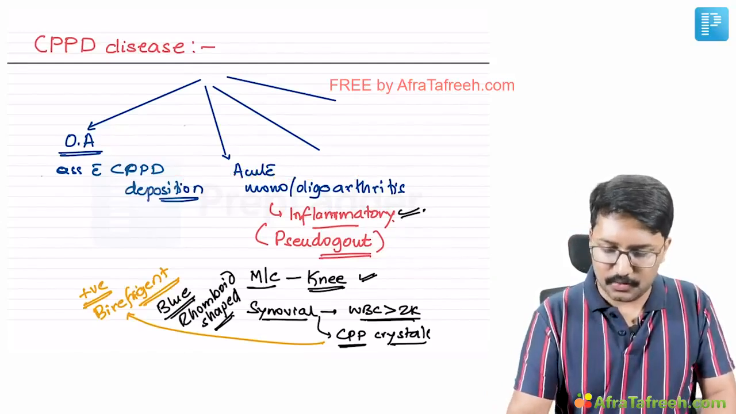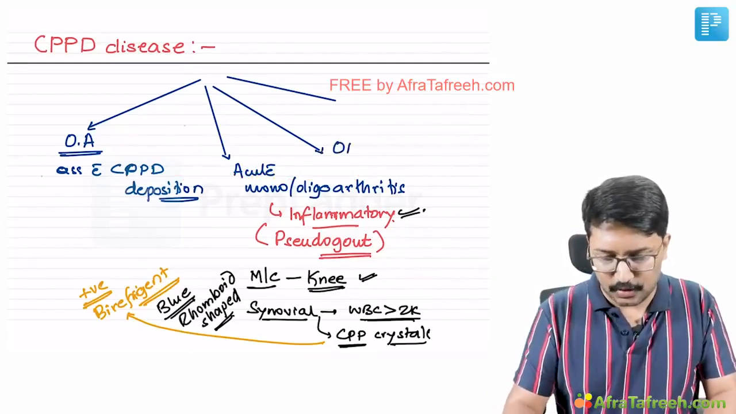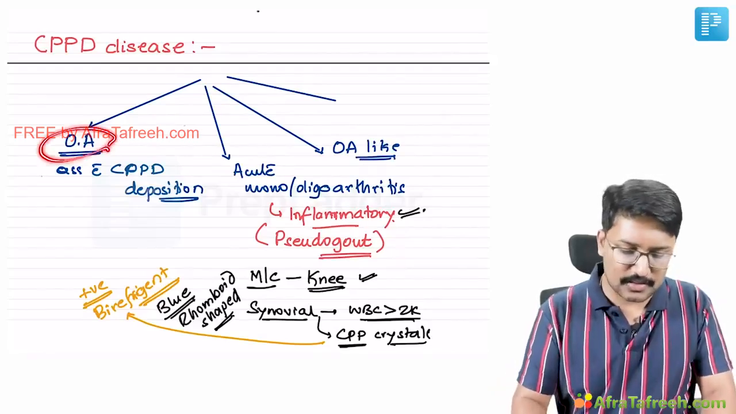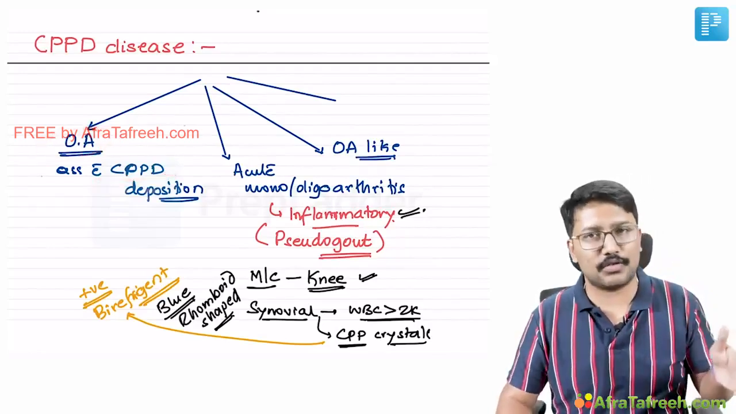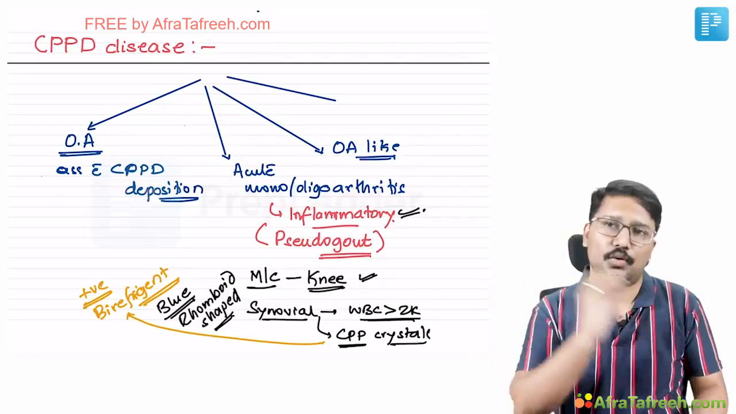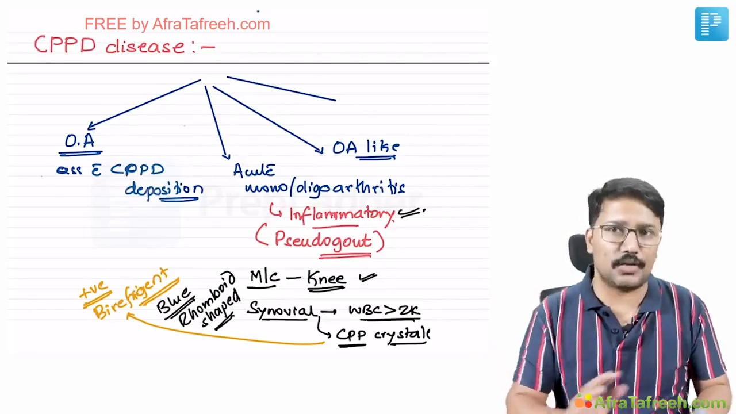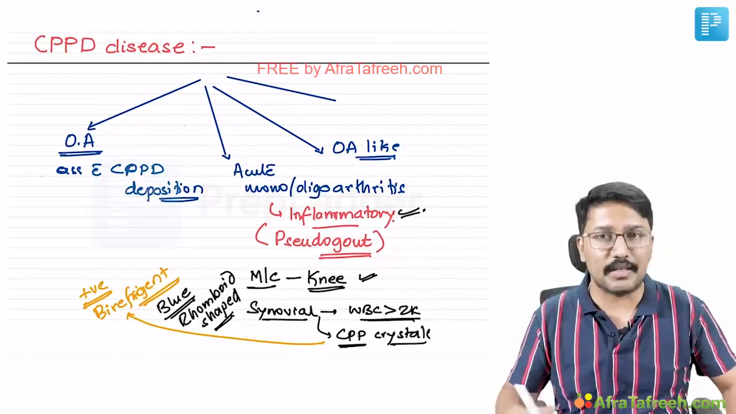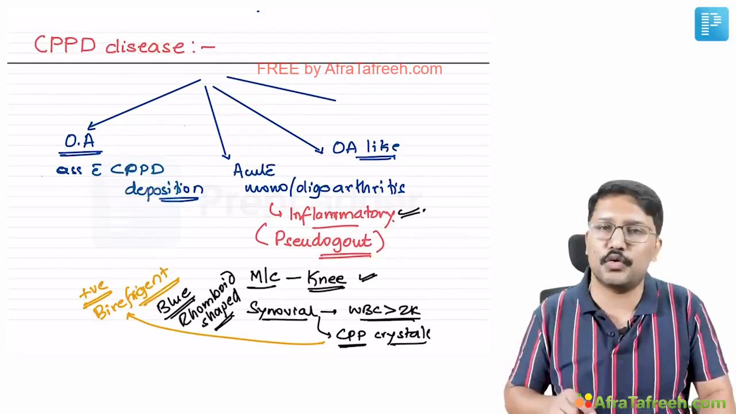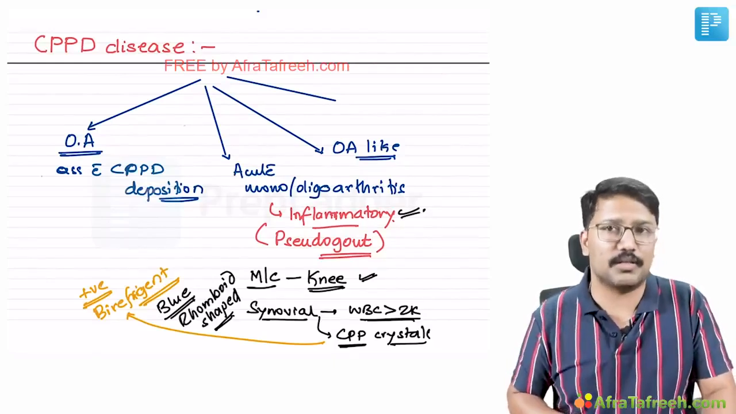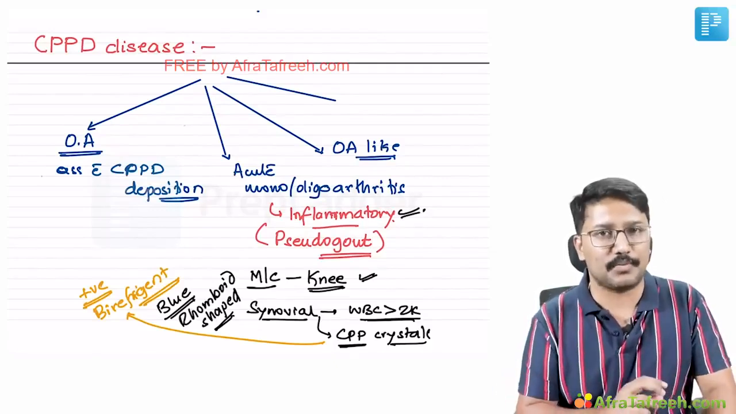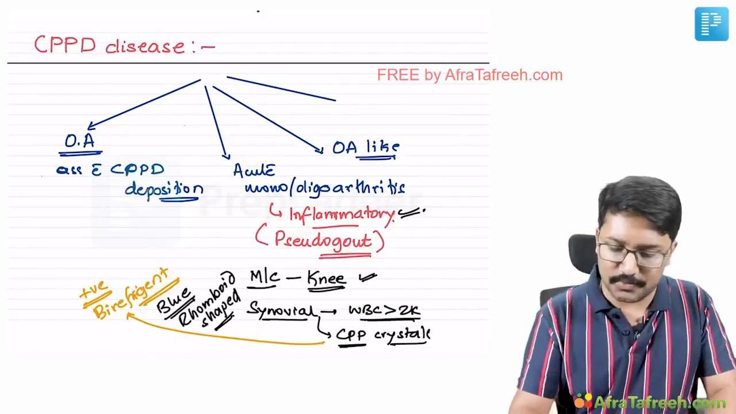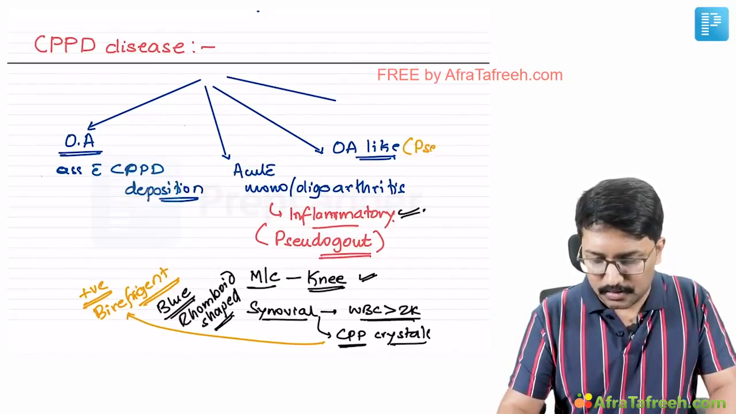Now, the next kind of presentation could be what we call osteoarthritis like. Now here is a difference. When I said osteoarthritis is associated with CPPD, the primary problem is that the patient has osteoarthritis, and calcium pyrophosphate crystals get deposited in a joint which is osteoarthritic, right? But when we say osteoarthritis like, here the patient is presenting with degenerative joint changes. The degenerative joint changes are because of the crystal deposition. The crystal deposition is triggering the degeneration. The degeneration is not the primary event. It is the crystal deposition that is the primary event. Such patients we call pseudo osteoarthritis.